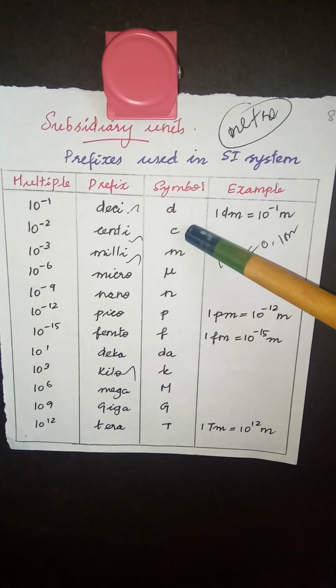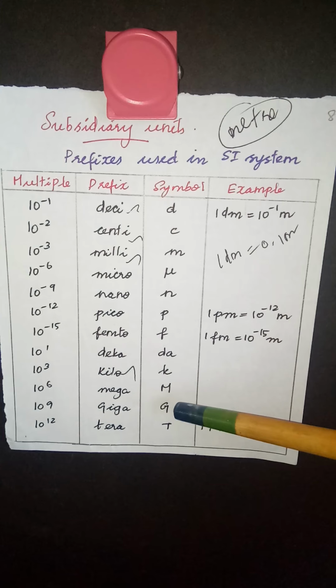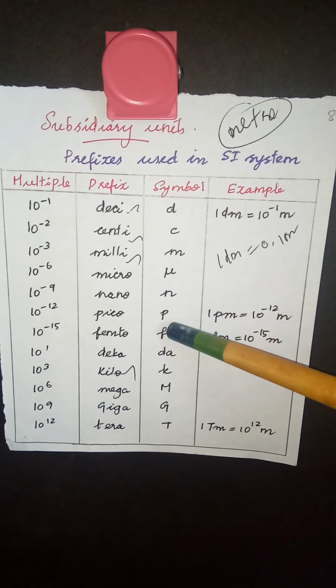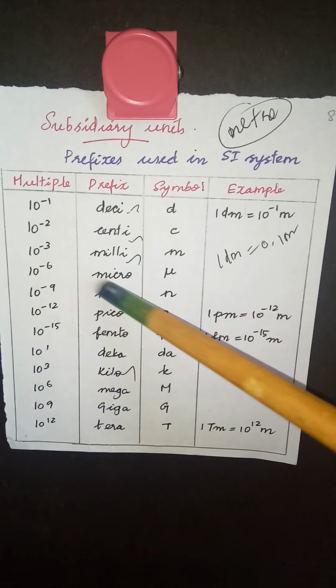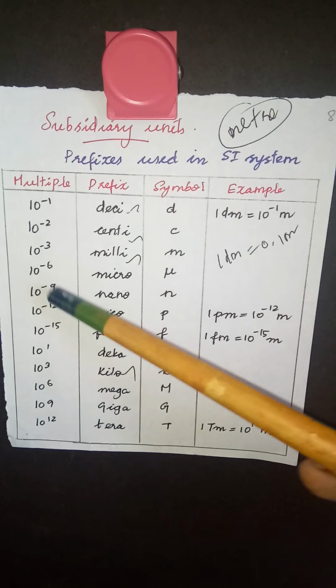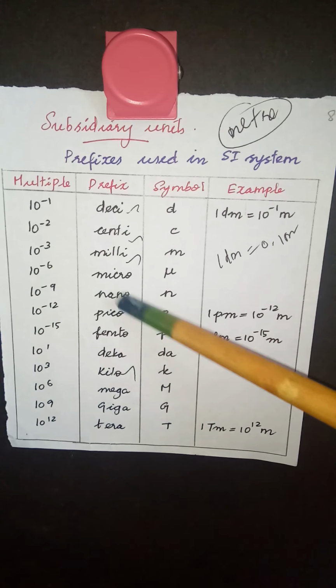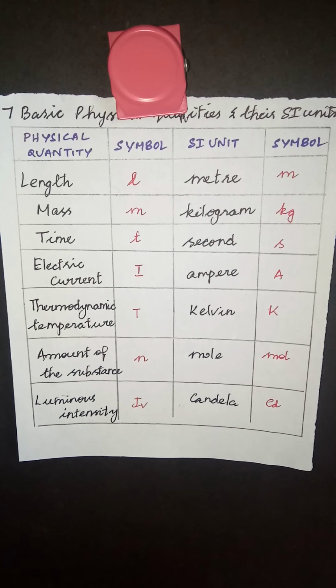See, this is D, C, M, nu, N, P, F, D, A, K, M, G, T. So for multiples, we will use capital letters usually, and for fractions, small letters. And for micro, 10 power minus 6 meter. 1 nu is equal to 10 power minus 6 meter. Same way, nano, 1 nanometer is equal to 10 power minus 9 meter. This is all about subsidiary units. So far we have been discussing about the unit and the subsidiary units of meter.